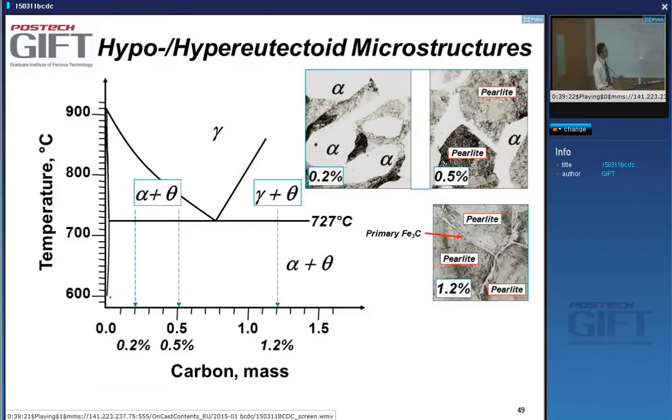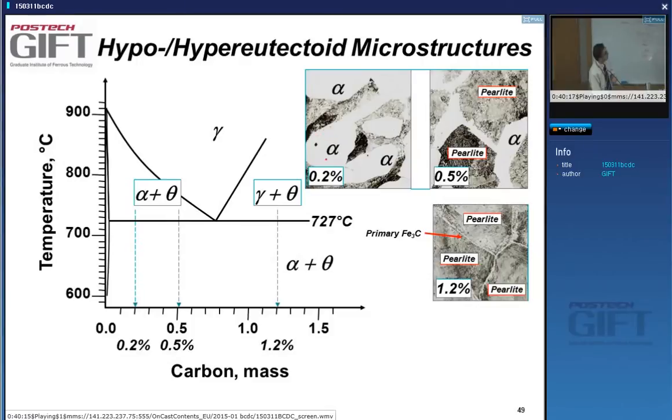So the phase diagram tells you if you go from high temperature to low temperature, at a high temperature you always have austenite, and then when you cool down, the phase diagram tells you you will have ferrite and cementite. Depending on the composition you will have different phase fractions. But what you actually get in the microstructure is actually more complex. So let's have a look at what you get if you have hypoeutectoid steel, so less than about 0.8% of carbon. This is an example here, for 0.2%.